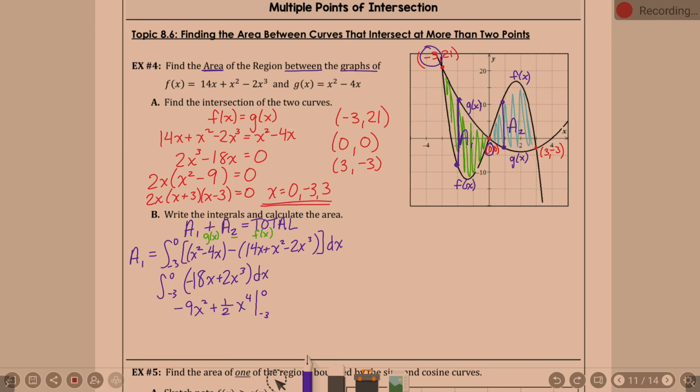-3 to 0. Now, which means you're plugging in what first? 0. So you plug in 0. It's 0 plus 0. Okay, that's nice. Minus. Now we're plugging in -3. -9 times -3 squared. -81. Yeah, that's better than my math. Don't ask. I know. Okay, -3 squared is 9 times -9, -81.